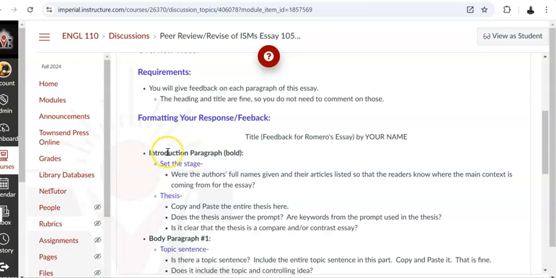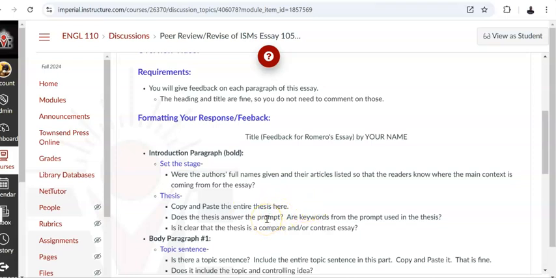Now since this is the introductory paragraph, you're going to write introduction paragraph in bold, and then put set the stage and thesis. So if we look back at the essay itself, you're going to read the introductory paragraph, and then you're going to say, were the author's full names given in the articles listed? So in other words, you just set the stage. Do the readers know where you're getting this information from for the thesis? And then the thesis statement, you are going to actually copy and paste that here.